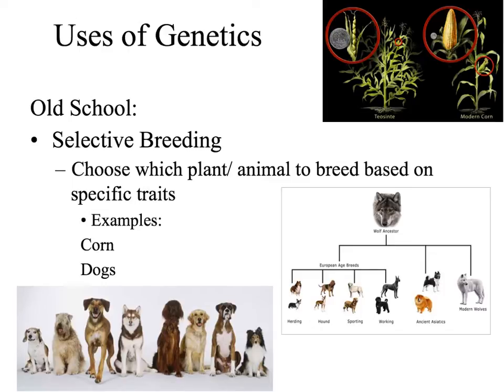Humans are notorious for choosing traits that suit our needs. Another example is the evolution of dogs. Dogs evolved from a wolf-like ancestor. We have bred dogs based on certain traits to give us many different breeds, all the way from Chihuahuas to Great Danes.